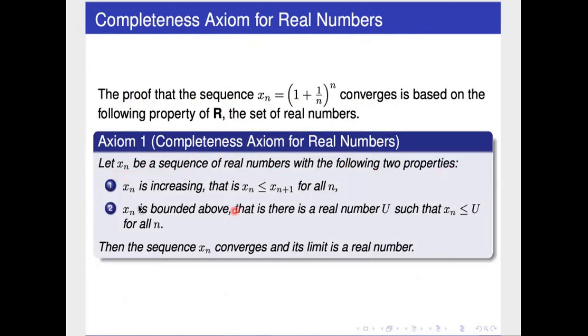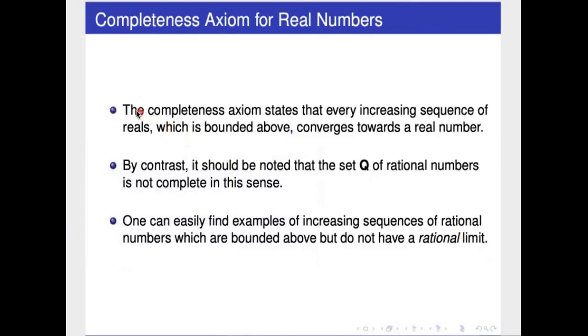x_n is increasing, that is x_n is less than or equal to x_{n+1} for all n, and x_n is bounded above. That is, there is a real number u such that x_n is less than or equal to u for all n. Then the sequence x_n converges and its limit is a real number. The completeness axiom states that every increasing sequence of reals, which is bounded above, converges towards a real number.